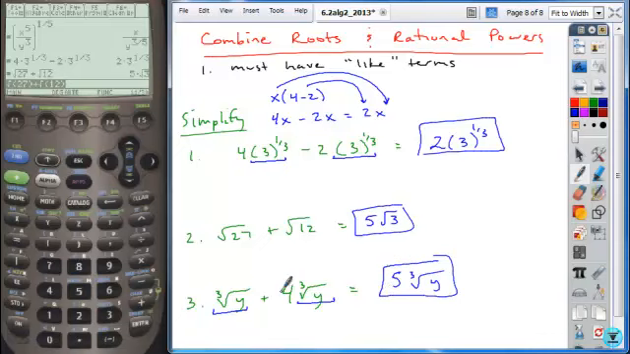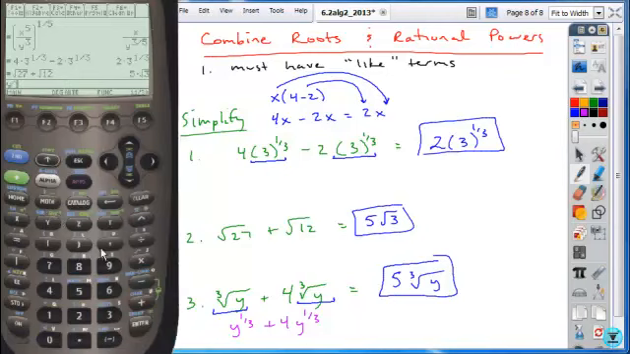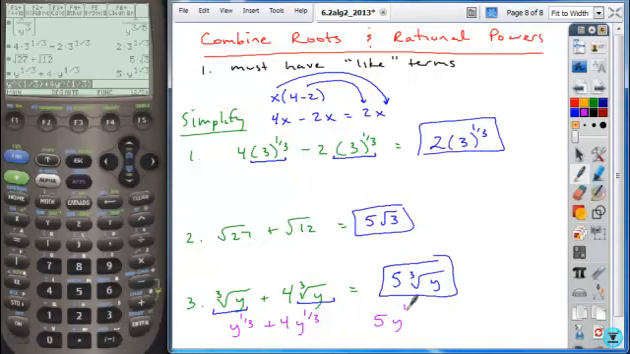If we wanted to confirm this on our calculators, we would enter it in rational power form. And if we did that, we would get y to the power of 1/3 plus 4y to the power of 1/3, and we get 5y to the power of 1/3, which would then be translated back. You have your 5, you have your radical, the base is y, the power is 1, the index is 3. And again, it's just a matter of converting it completely. Don't write any powers of 1 or coefficients of 1 or anything.